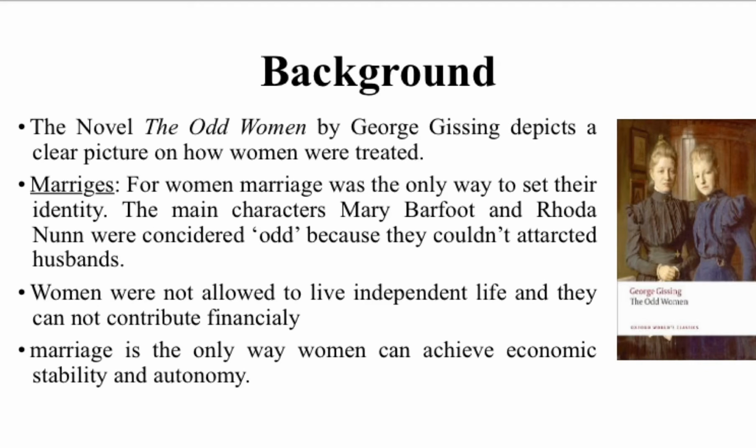Now, the novel The Odd Woman by George Gissing depicts a clear picture of how women were treated. For women, marriage was the only way to set their identity. The main characters, Mary Barefoot and Rhoda Nunn, were considered odd because they couldn't attract any husbands. Like Pride and Prejudice, marriage is the only way women can achieve economic stability and autonomy. Women were not allowed to live an independent life and they could not contribute financially. The novel is about two sisters who work outside, and at that time women who worked outside were looked down upon.